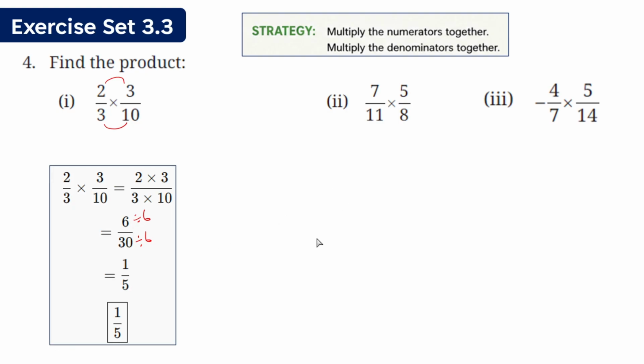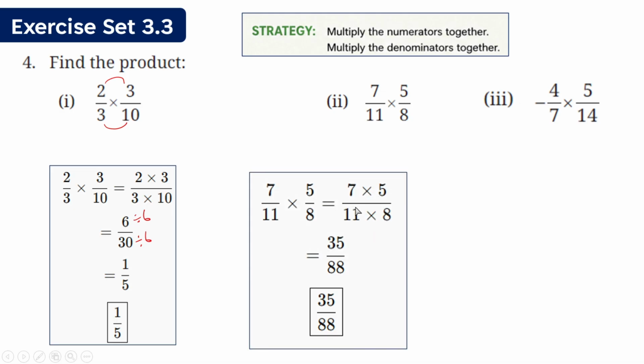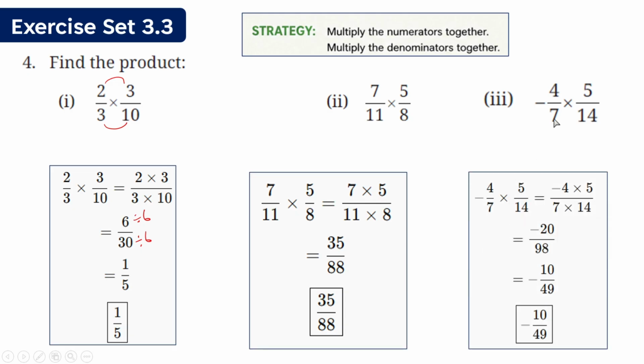In the second subdivision, we see that it is 7 elevenths and 5 eighths. So multiply the numerators together, 7 and 5. 7 times 5 is 35 and 11 times 8 is 88. And these cannot be simplified further because there's no common factor other than 1, and hence they are co-prime. The next question, negative 4 times 5, which is negative 20, and 7 times 14, which is 98. This could be reduced. You can divide that by 2. 2 is the greatest common factor. And we get the answer as negative 10 over 49.